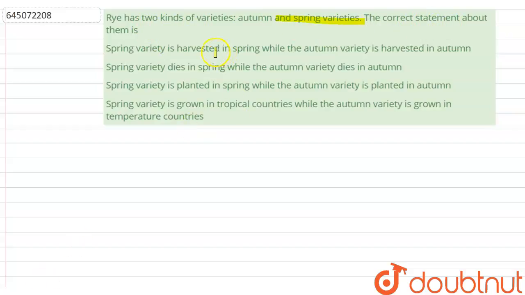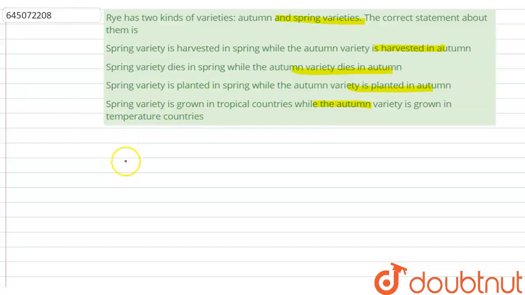Hello students, our question is: rye has two kinds of varieties, autumn and spring varieties. The correct statement about them is, and the options are: spring variety is harvested in spring while the autumn variety is harvested in autumn. Spring variety dies in spring while the autumn variety dies in autumn. Spring variety is planted in spring while the autumn variety is planted in autumn. Spring variety is grown in tropical countries while the autumn variety is grown in temperate countries.